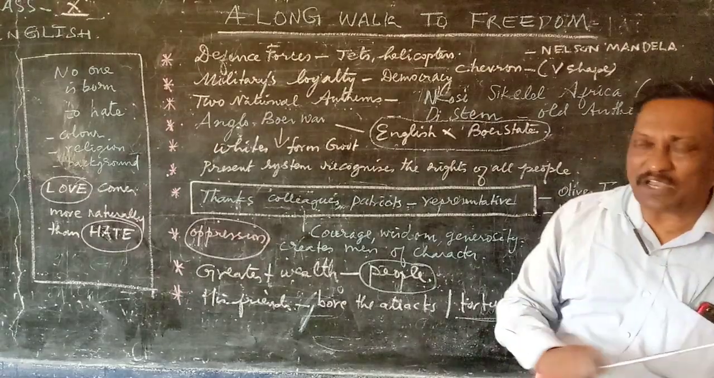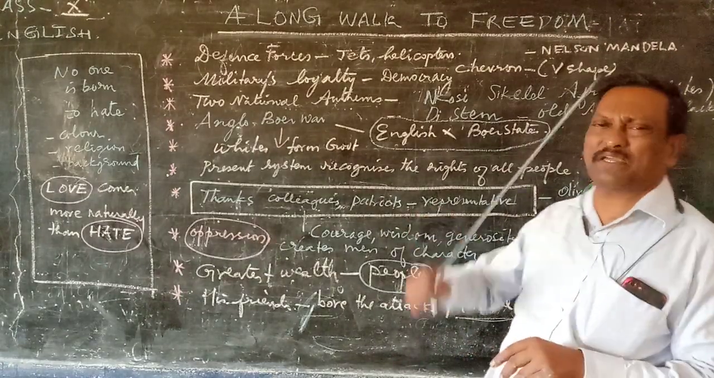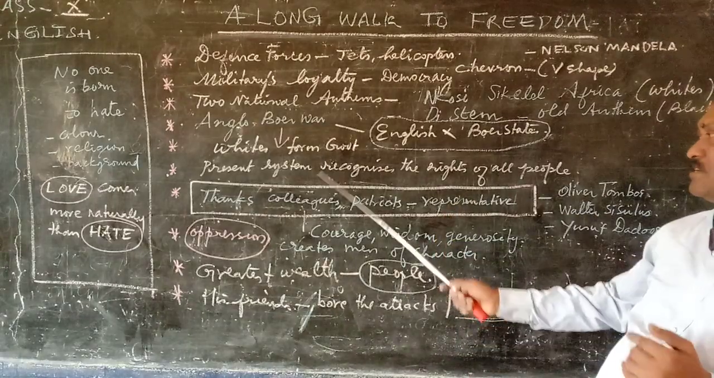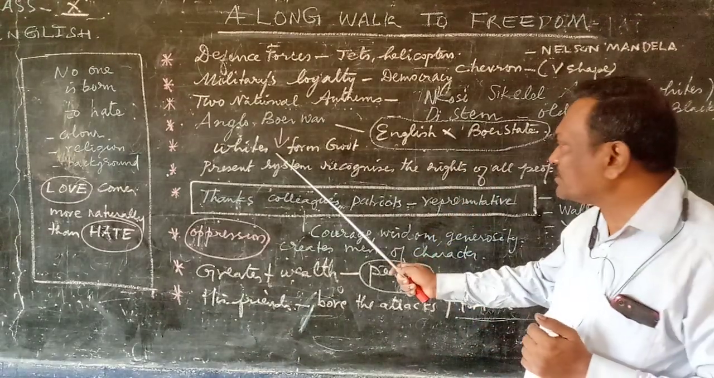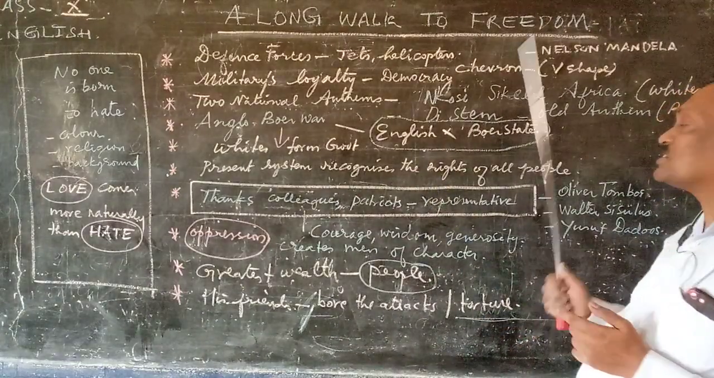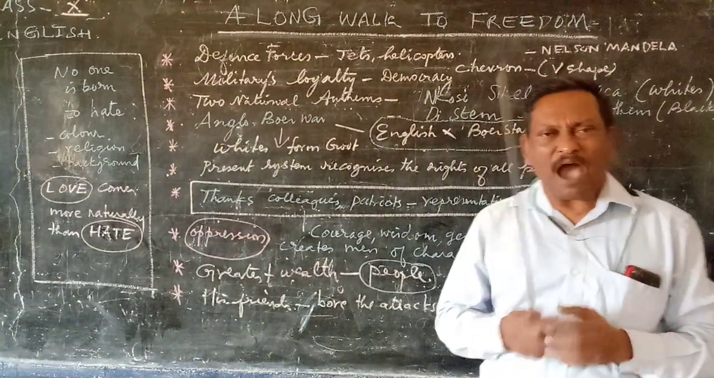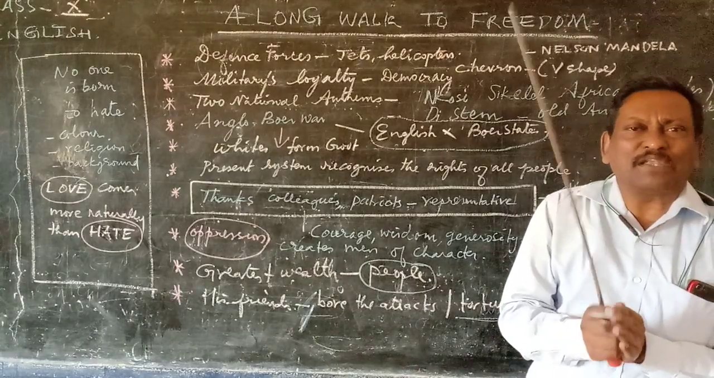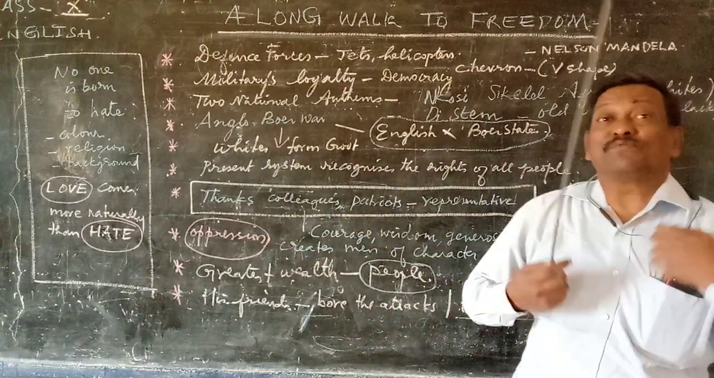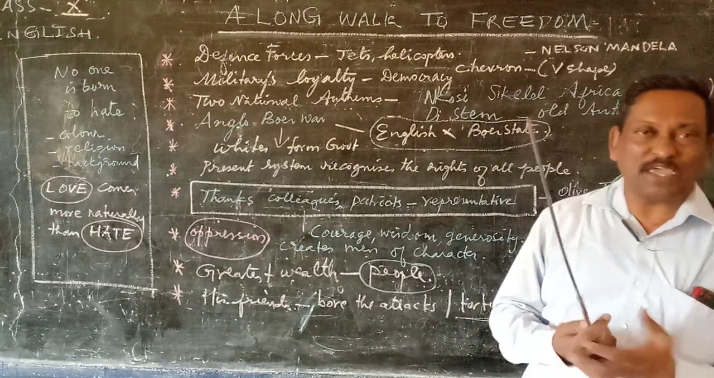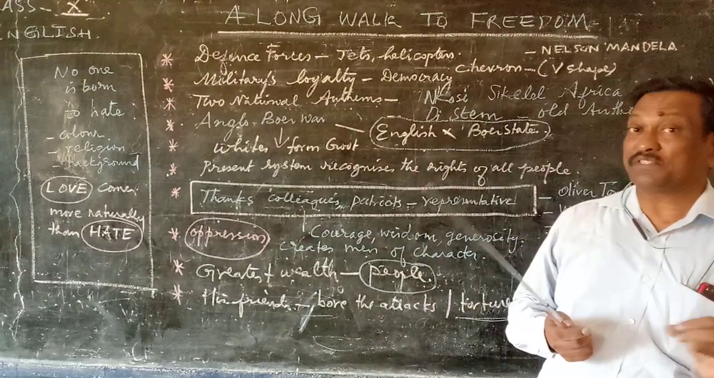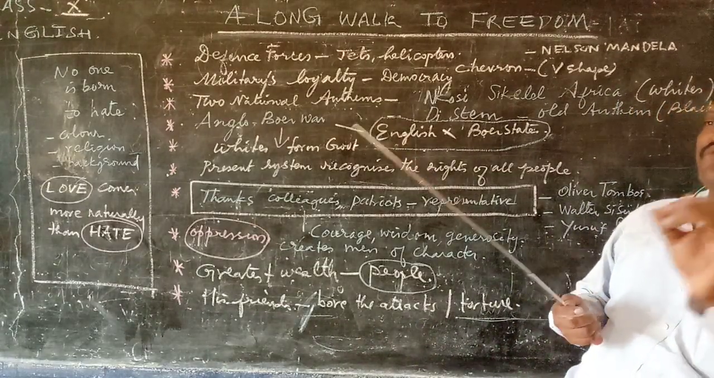It has come to an end. It has disappeared. It has vanished. It is no longer going to be practiced in South Africa, and the present system recognizes the rights of all people. You see, under the leadership of Nelson Mandela, when the new constitution of South Africa was formed, new rights came into being, and the most important of them was the right of the blacks to vote.